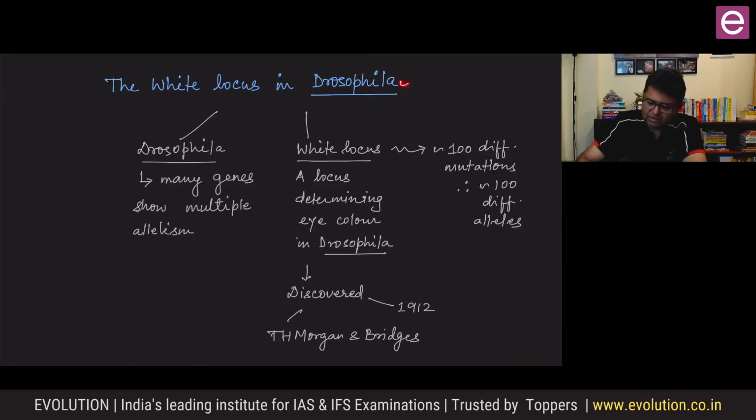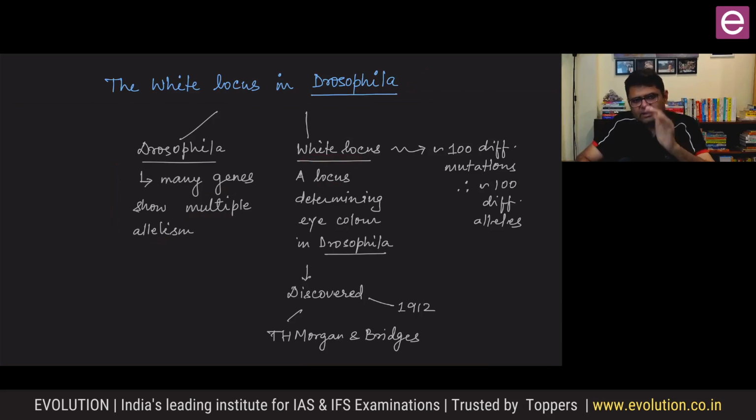Second is the white locus in Drosophila. Drosophila was extensively studied by the team of Thomas Hunt Morgan in the early 20th century. In Drosophila, there are many genes which show multiple allelism. Now let's talk about the white locus. The white locus is a locus that determines the eye color in Drosophila.